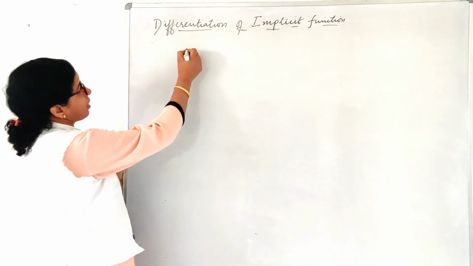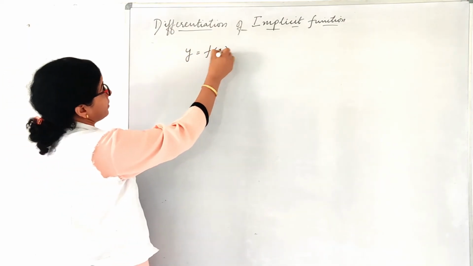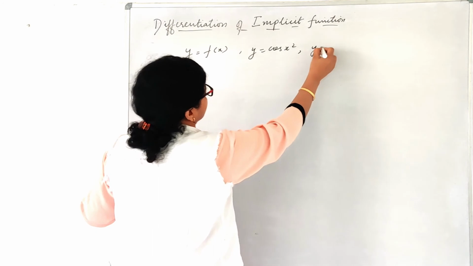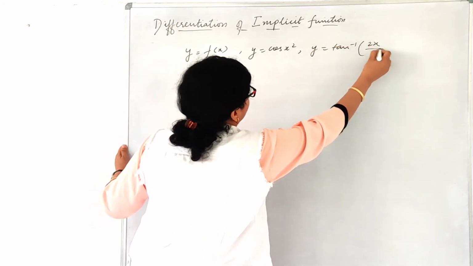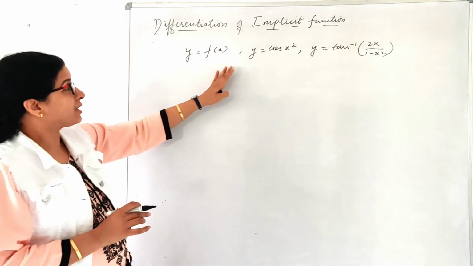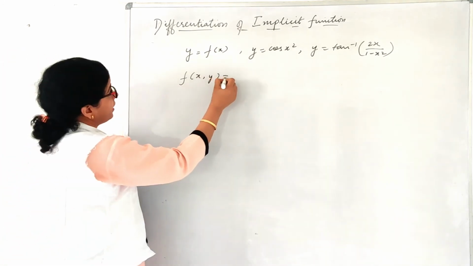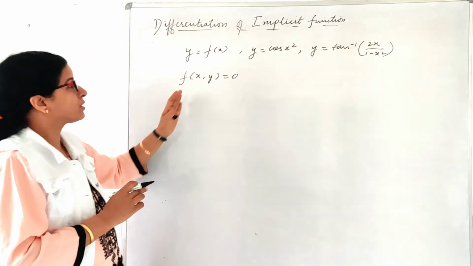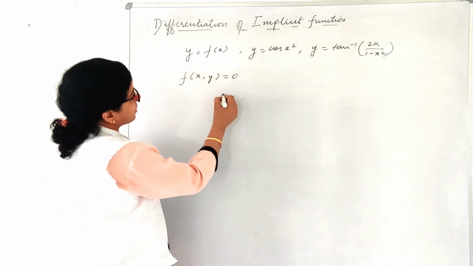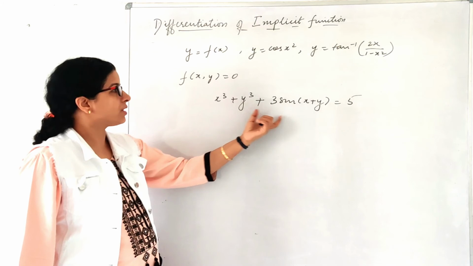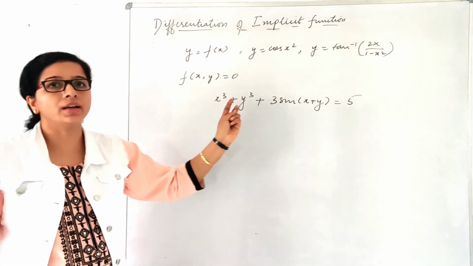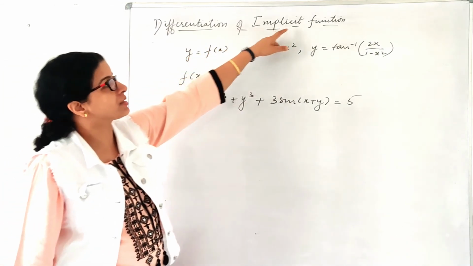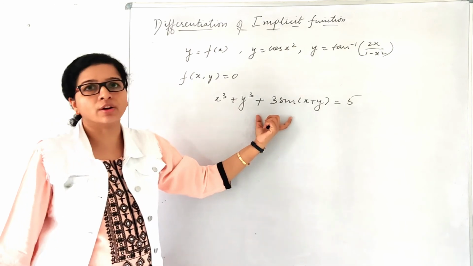Till now, students, we were solving the differentiation of functions of this kind, right? y is equal to f(x). You were given y is equal to cos x square or y is equal to tan inverse of 2x upon 1 minus x square. Now let us check if we have x and y in a relation where you cannot express y in terms of x. For example, you have a relation like this, x cube. We have been given a relation like this and I cannot express y in terms of x. In those cases my function becomes an implicit function. So how to differentiate these kinds of functions, now we will learn.